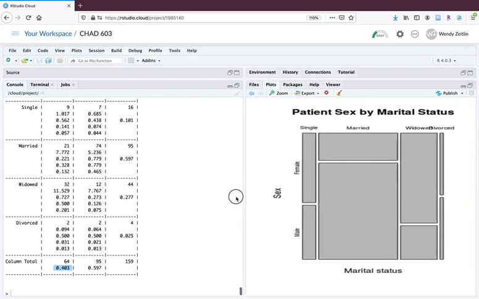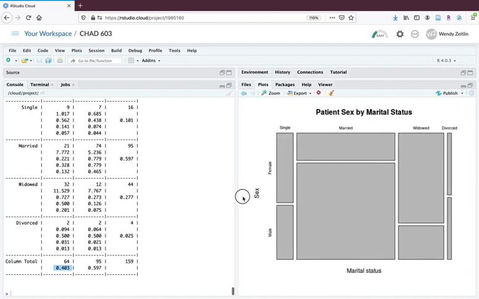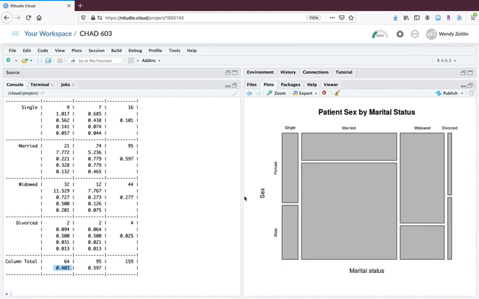So hopefully you found this video helpful. And we're going to continue talking about cross tables again next week. These are also called contingency tables, by the way.